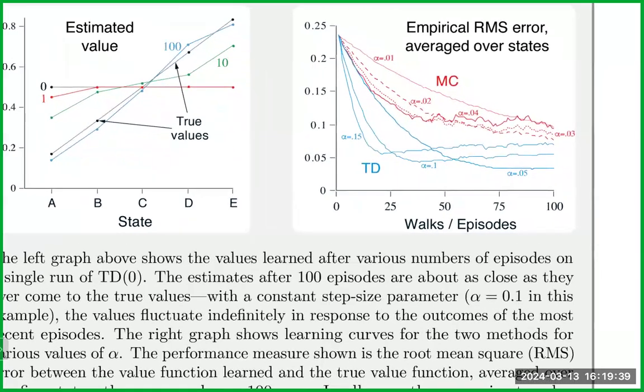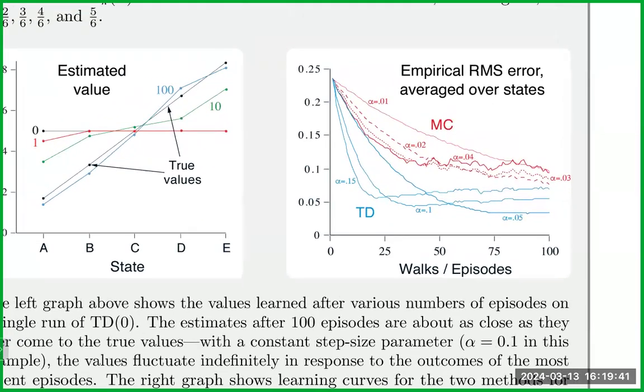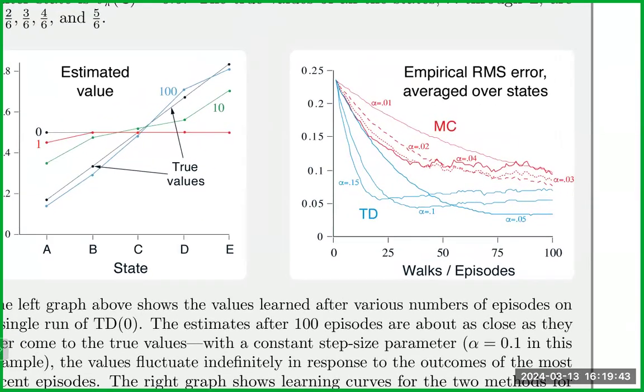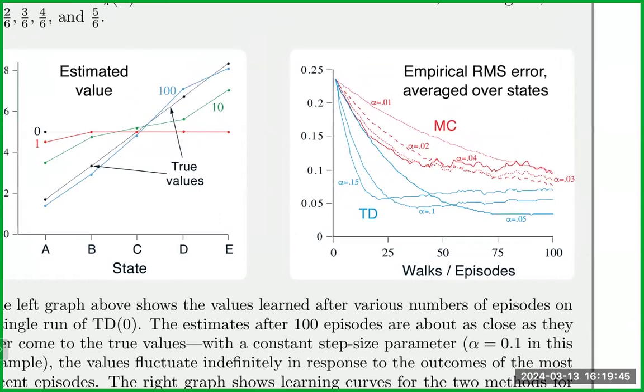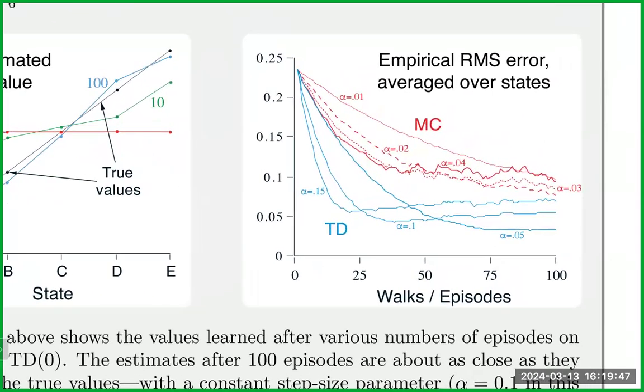And on the right side, they are showing the performance of Monte Carlo versus TD for various alphas. Here also they kept the alphas constant, but you can see that if you use a very small constant, it might converge a little slowly, but it will converge to a better estimate as time progresses.